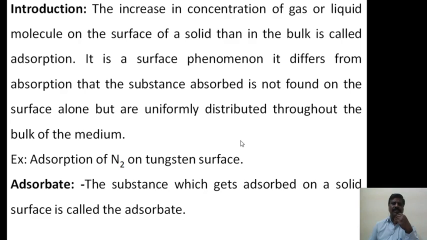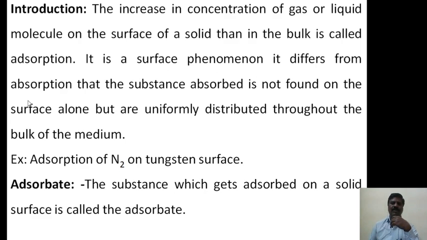Introduction of this session. The increase in concentration of the gas or liquid molecules on the surface of a solid than in bulk is called adsorption. Therefore, here the definition is given for adsorption. The increase in concentration of the gas or liquid molecules on the surface of the solid than in the bulk is called adsorption. It is a surface phenomenon.